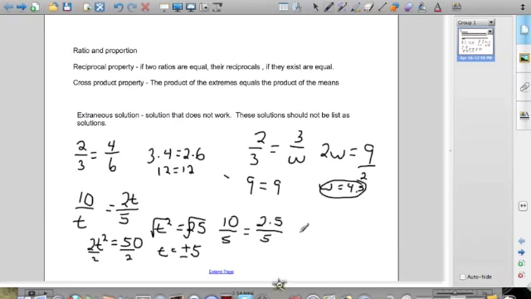Now let's check negative 5. So I do the same thing. I'm going to have 10 divided by a negative 5, which is a negative 2 this time. Is that equal to 2 times a negative 5, which is a negative 10, divided by 5? And the answer is yes. This is a negative 2 is equal to a negative 2. So yes, both 5 and negative 5 make that solution true.